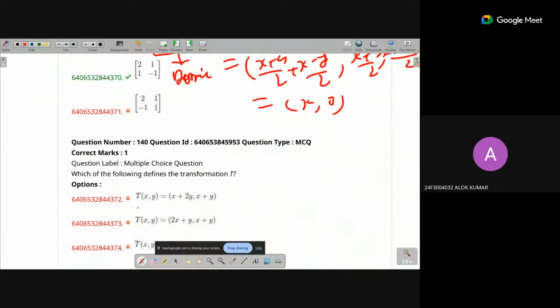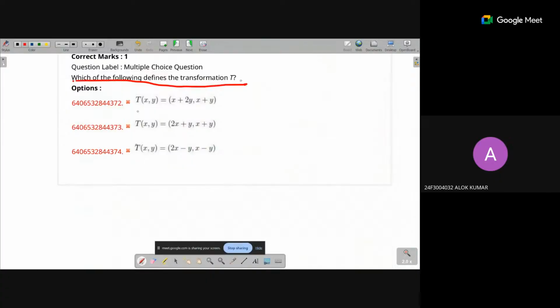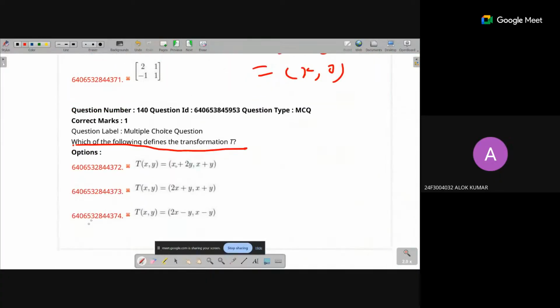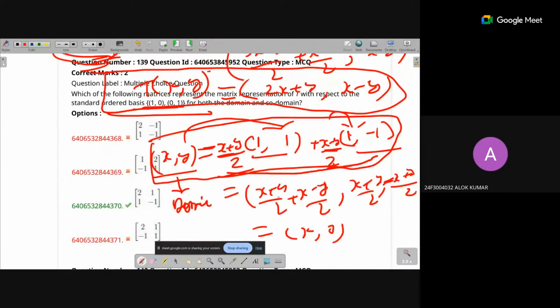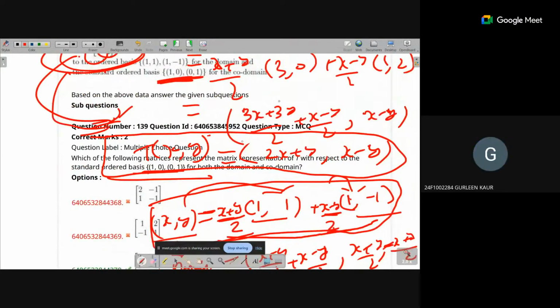And if the second question asks which of the following defines the transformation of T, then you have to note this one, and the last option will be right. This is the last option that we have calculated. Yes. Any doubt? This is very important.